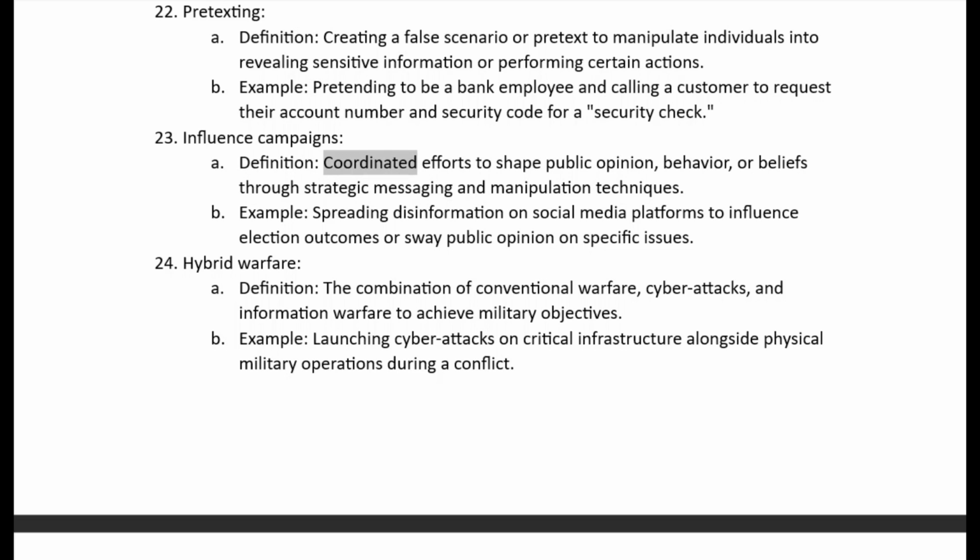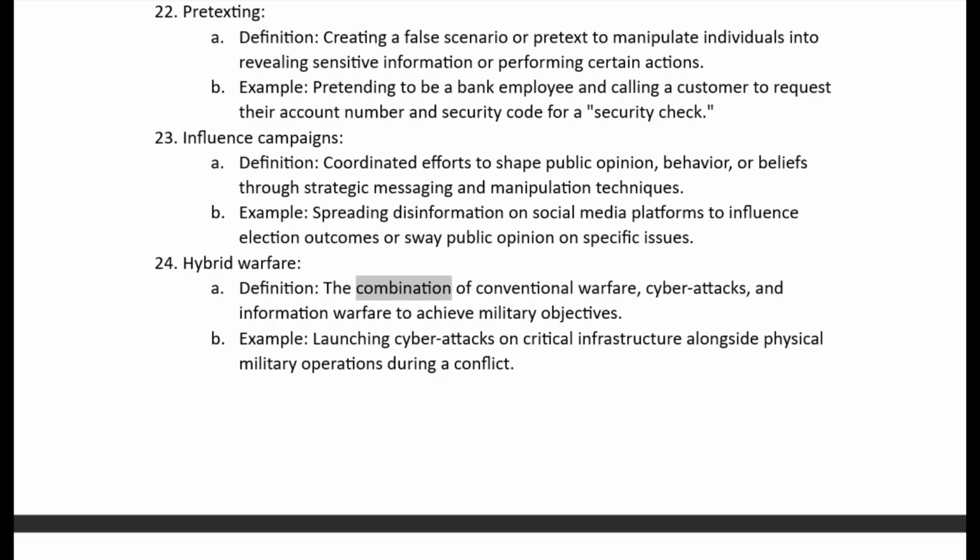Definition: coordinated efforts to shape public opinion, behavior, or beliefs through strategic messaging and manipulation techniques. Example, spreading disinformation on social media platforms to influence election outcomes or sway public opinion on specific issues. Hybrid warfare.